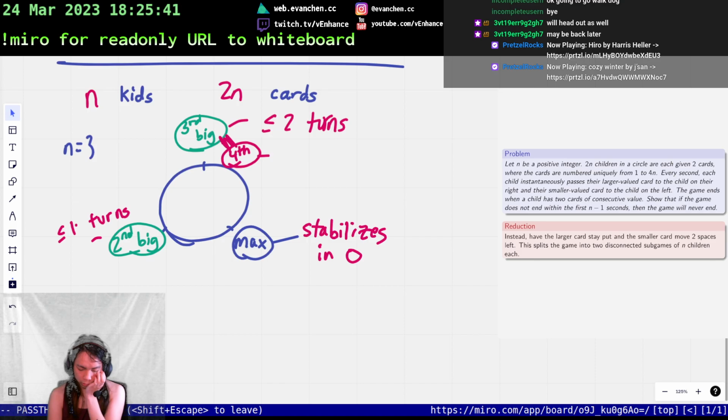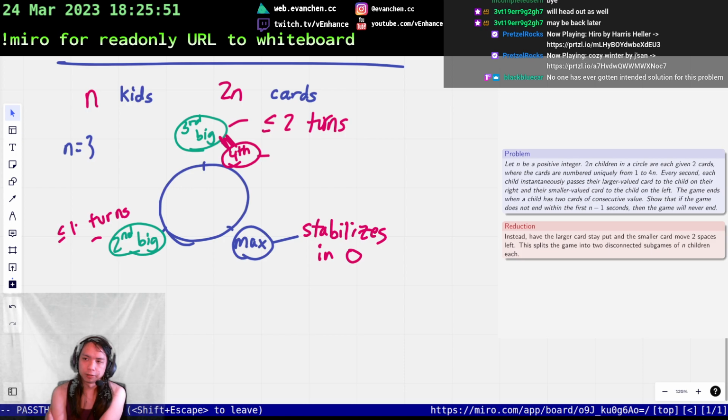I wonder if I can consider the process like the dual thing. So I did this thing where the largest cards stay put, and then in at most n-1 turns, they all stabilize. You might be able to say something similar for the smallest cards. If you hold the smallest cards and pass the larger cards, those will stabilize in effectively the same way. I wonder if I can consider both perspectives at once and see if that does anything.